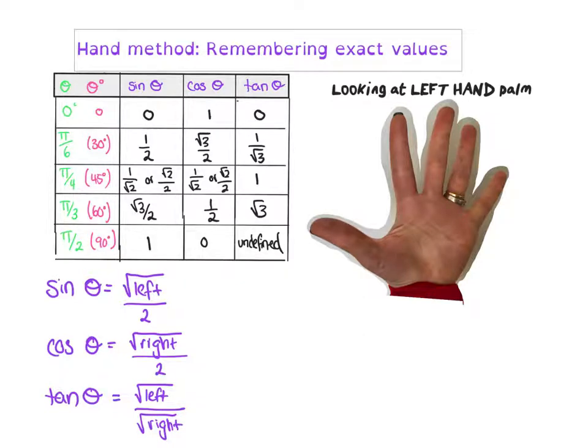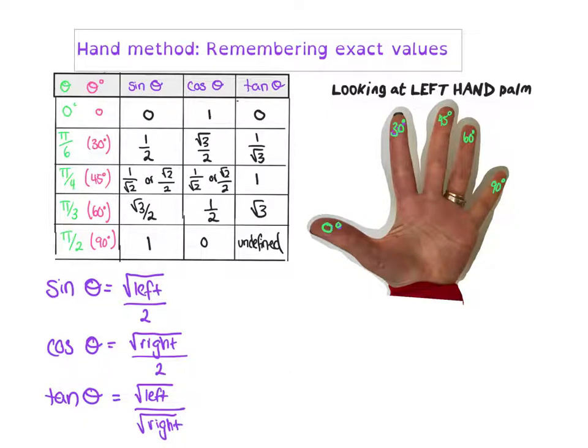So looking at your left hand palm, what we're going to do is label your fingers, all those 5 angles that we need to know the exact values of. So I'm going to label up my palm here. Your thumb is 0 degrees, your pointer is 30 degrees, your index finger is 45 degrees. So we're going up in order, and ring finger 60 and little pinky is 90.